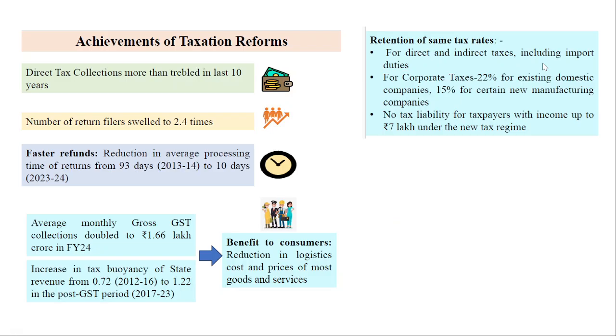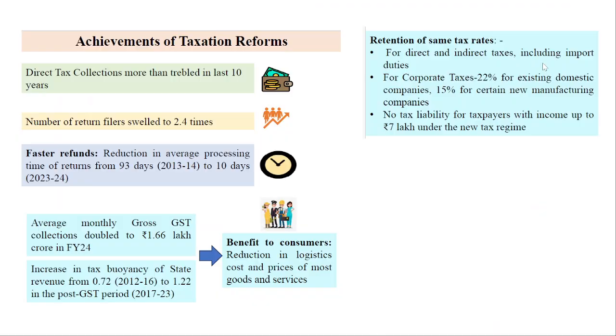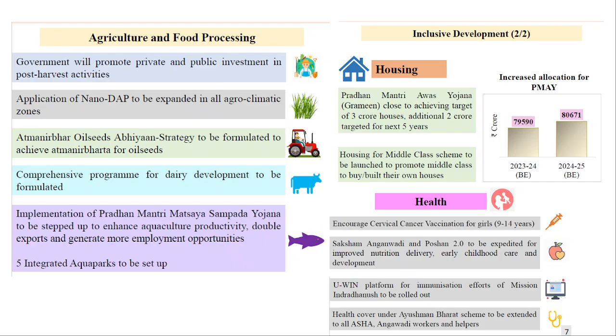Next, you have this regarding cervical cancer. Regarding the health section, encourage cervical cancer vaccination for girls 9 to 14 years. So for girls 9 to 14 years, they are trying to give vaccination for cervical cancer. Also, Saksham Anganwadi and Poshan 2.0 to be expedited for nutrition delivery. So Poshan Abhiyan 2.0, Anganwadis and all these things. U-WIN platform for immunization efforts of Mission Indradhanush.